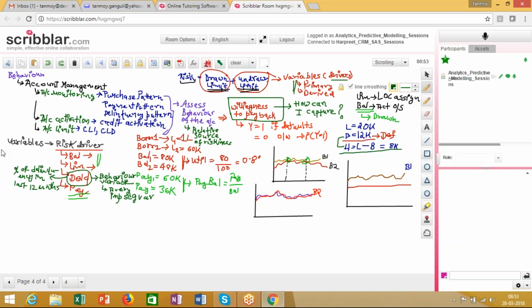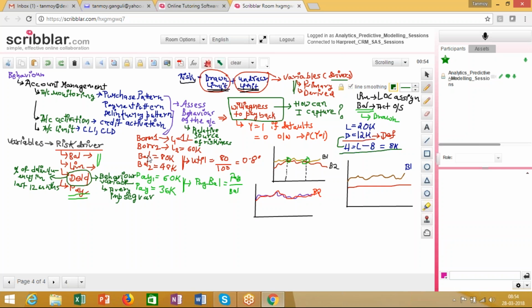Now there are many other such variables, and you can create multiple variables out of this, like the maximum payment that the person has made over the last 12 months, or the average utilization in the last 3 months and the average utilization in the last 6 months, and then you take the difference of the average utilization in the last 3 months minus the average utilization in the last 6 months.